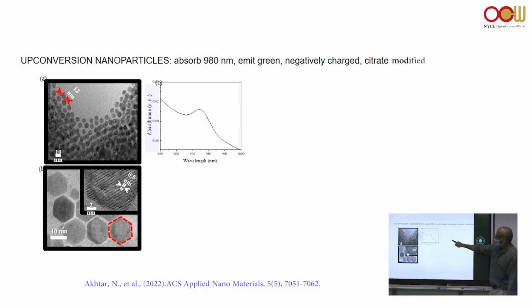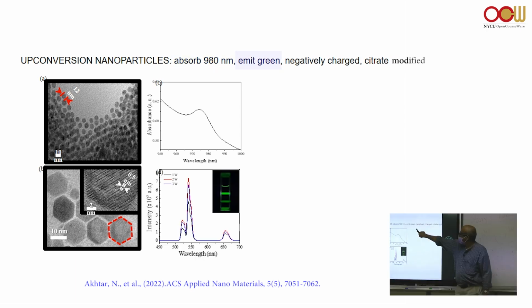Then I show this. This is absorption. Everybody understands what absorption is. And here is wavelength. So I see they absorb 980 nanometer. Here is 980 nanometer. I explain that. Then they emit green. How do I prove that these nanoparticles give green light?